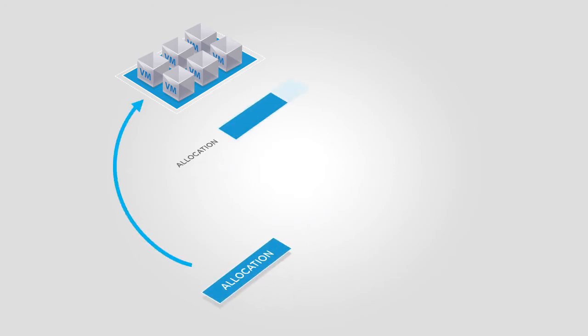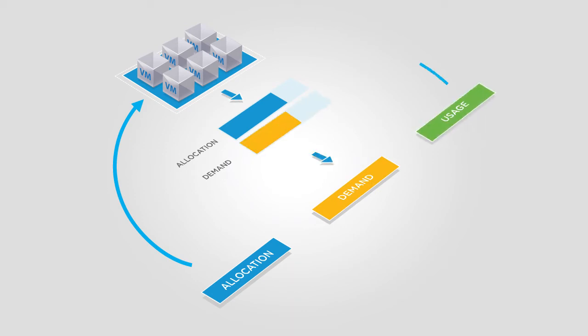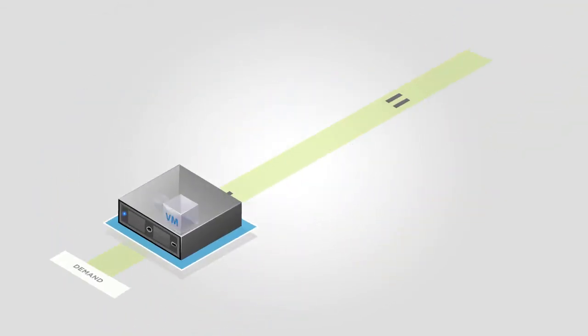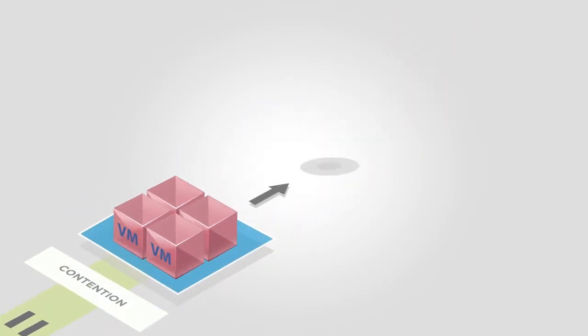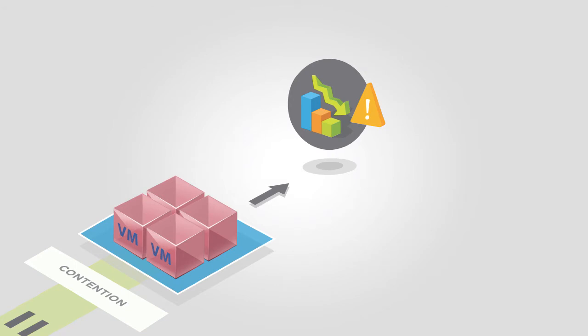Let's examine this using a virtual machine. Allocation is the total amount of a resource you configure to the VM. Demand is the amount of that resource the VM is presently asking for. And usage is the amount of that resource the VM currently receives. When demand is higher than usage, the difference between the two is resource contention, something that can negatively impact application and workload performance, especially as contention continues to build.